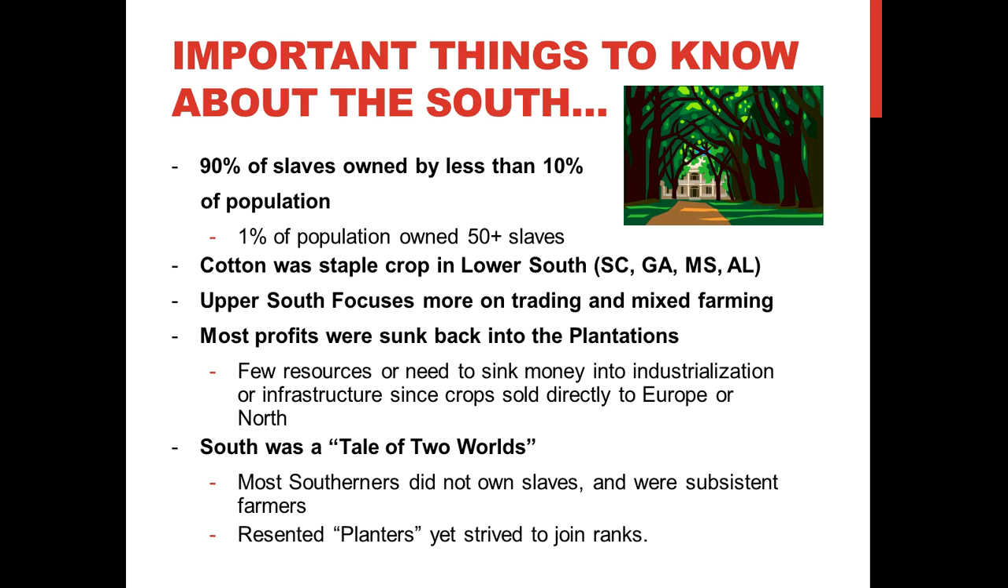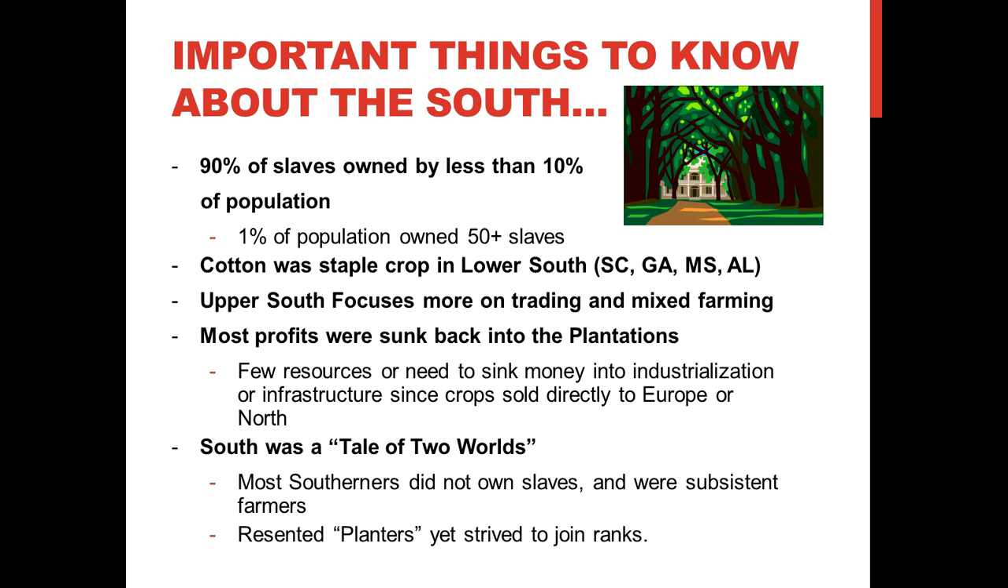First of all, there's some misconceptions that you need to get rid of when you talk about the South. Many people think of Gone with the Wind when they think of the South, and that is really only 1% of the population. As it says here, 10% of the population only owns 90% of the slaves. In fact, most Southerners owned less than 5 slaves if they owned any slaves at all.